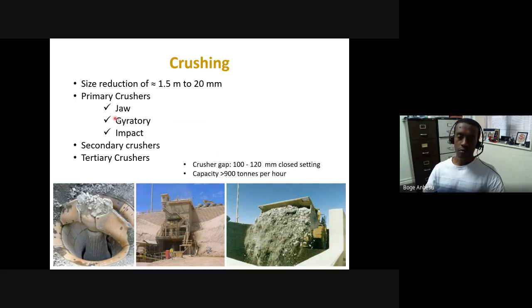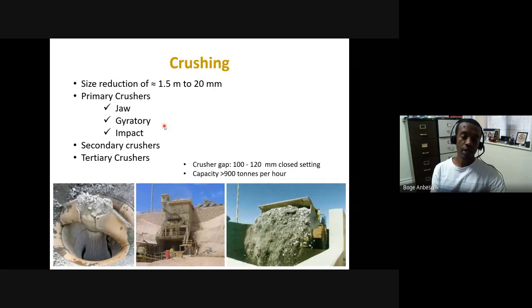So you probably know now we use jaw crushers, gyratory, impact crushers as primary crushers, but I want you to learn about how each of them work. What's the mechanism by which a jaw crusher operates? What's the mechanism by which a gyratory crusher operates? So I want you to learn those and where they are going to be applicable, and also especially in terms of flow sheet development.